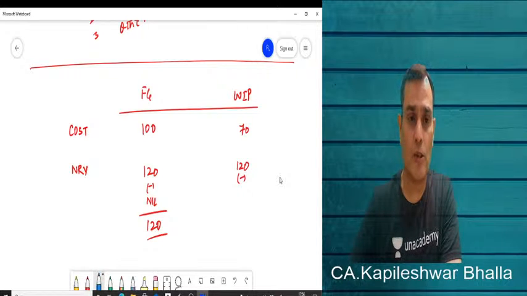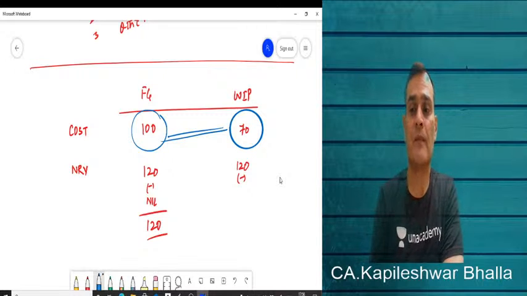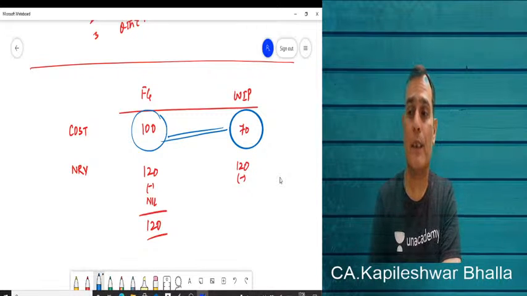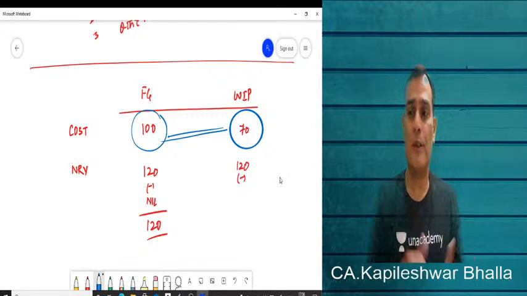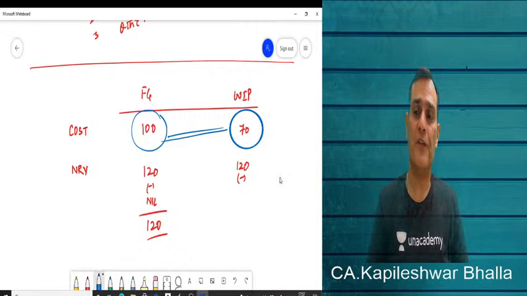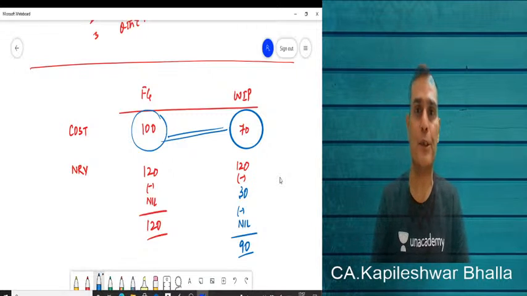If you see, the cost of FG is 100 and the cost of WIP is 70, which means what? That we need to incur another 30 rupees to convert the WIP to FG. Because if you've already incurred 70 rupees, you need to incur another 30 rupees to convert the WIP into finished goods. So the cost of completion is supposed to be 30, and there is no cost necessary to make the sale, which is nil. So we would get an NRV of 90.